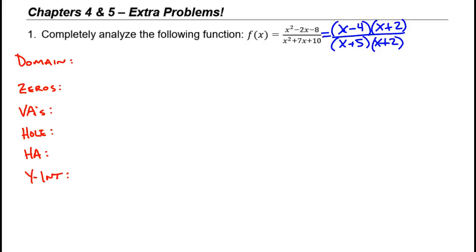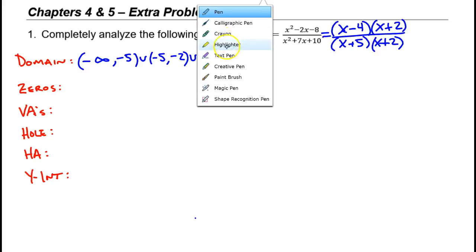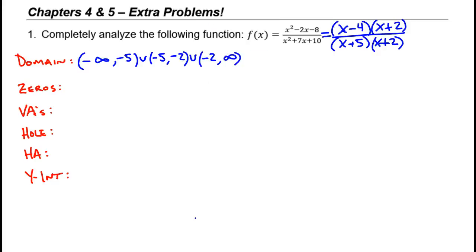If we start by looking at the domain, recall that we start with all real numbers and then look at any restricted values. Well, we have a denominator here, and our denominator cannot equal 0. So we have to take out negative 5 and negative 2. In interval notation, that domain would look like what I have written here. And again, why did we restrict those values? Because this term equals 0 when x is negative 5, and this term equals 0 when x is negative 2.